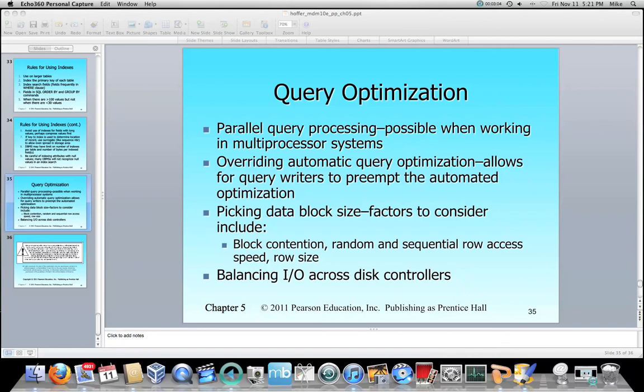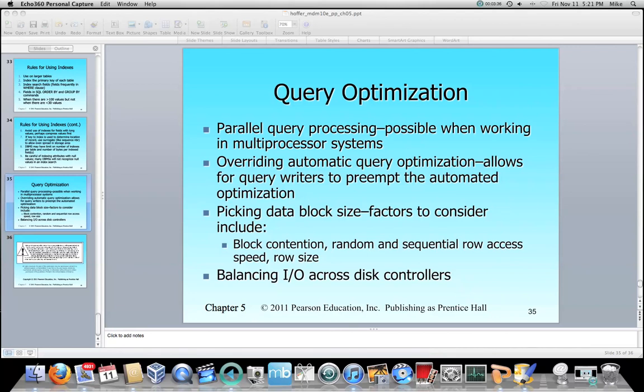We can also tune the data block size, when you're saying, how big are my blocks? Is it random access? Is it sequential row access? What are the row sizes? What's the speed of the accessing? All of those aspects can be tuned to make your queries return their data faster.